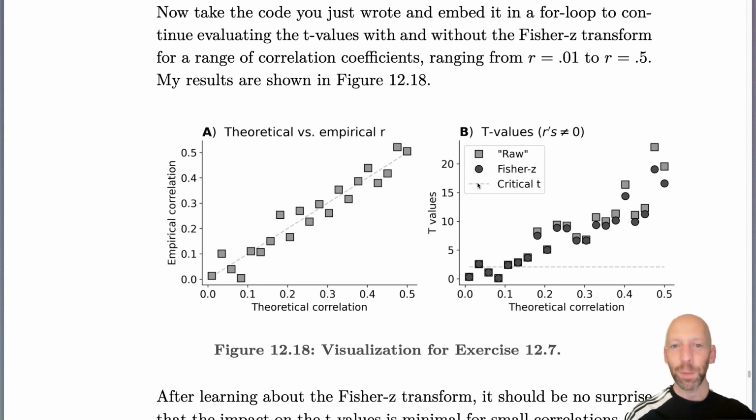Okay, so then here is the interesting plot. Here we see the two t-values: the t-value from the raw correlation and from the Fisher-Z transformed correlation coefficients. And this is the critical t-value. I will make a few observations when I show you the code.